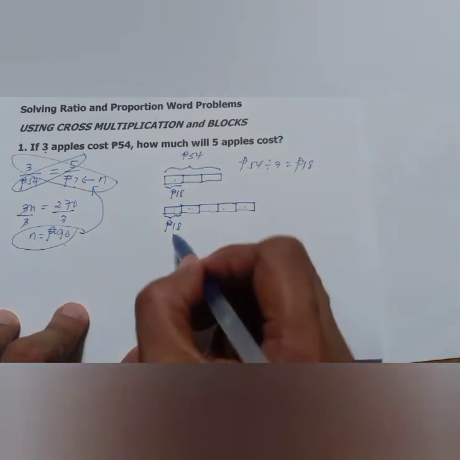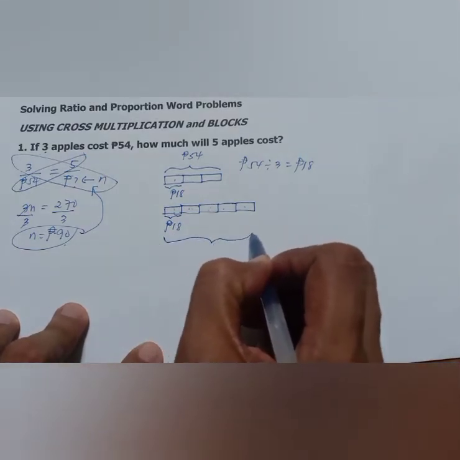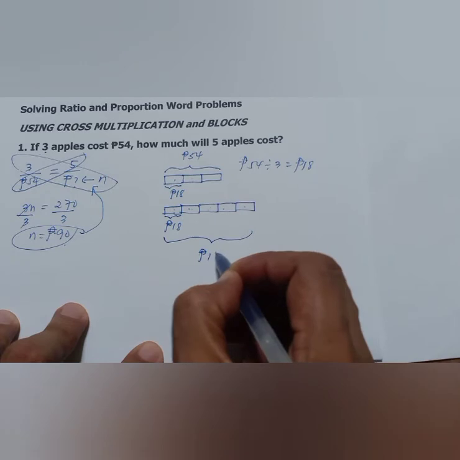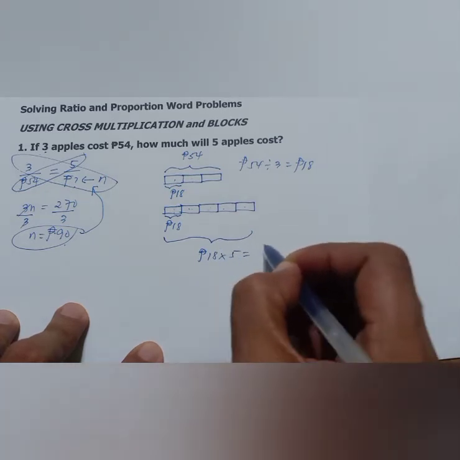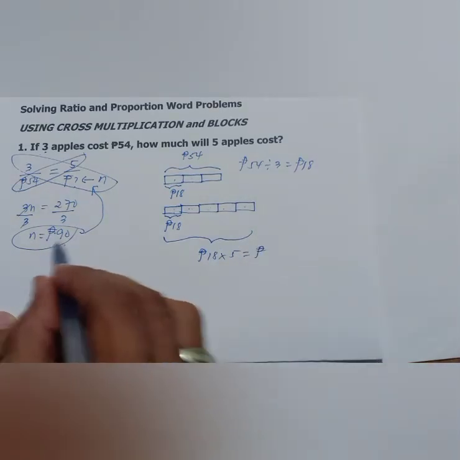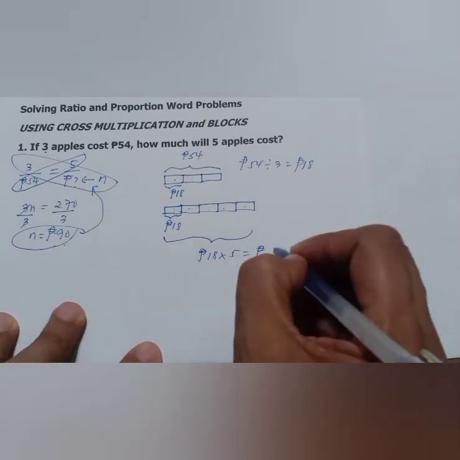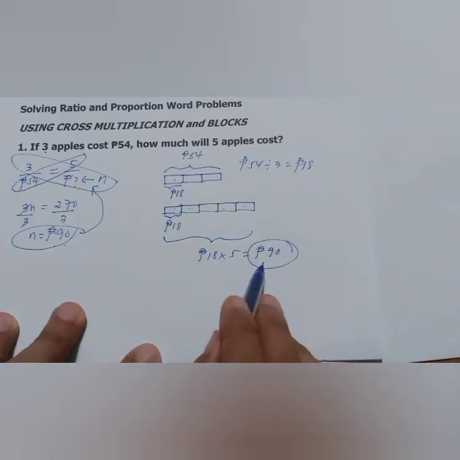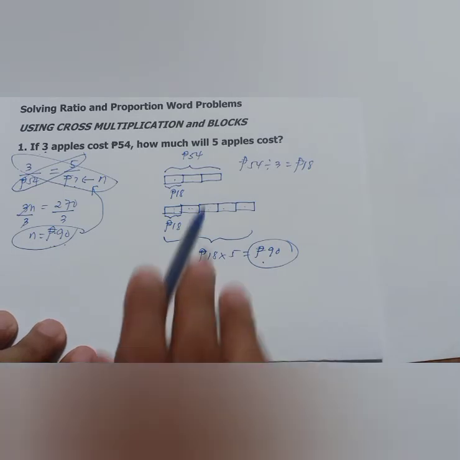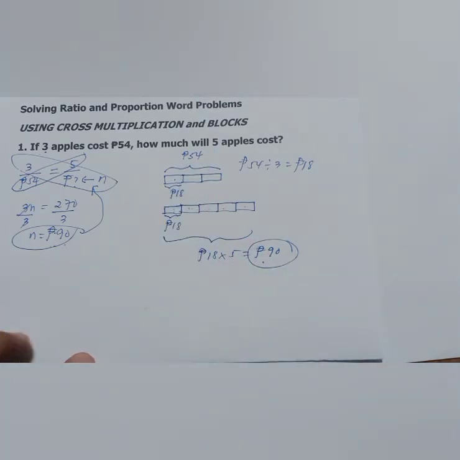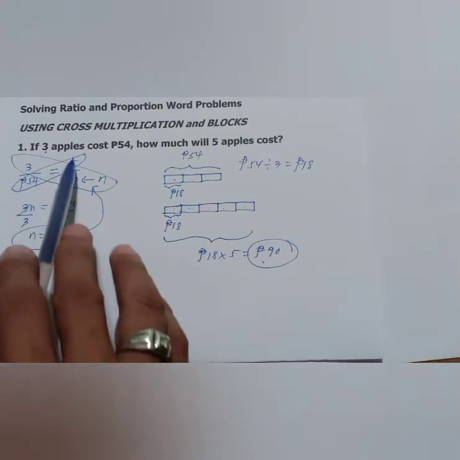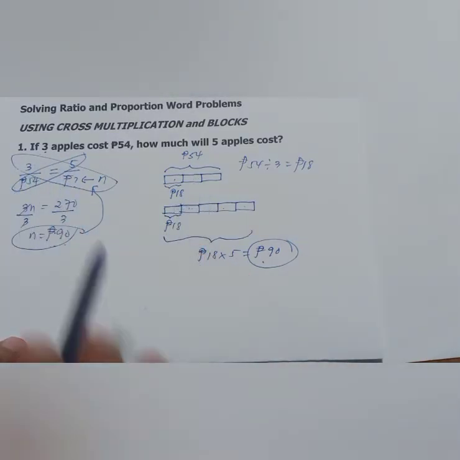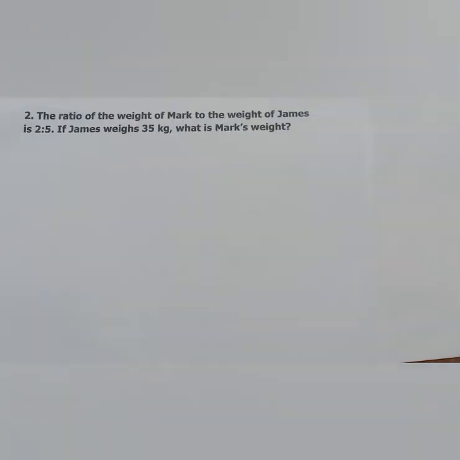So how to get now the cost of 5 apples? Yes, that's just multiply 18 times 5. And that will give you 90. Same here. You see, it's 90 pesos. So again, number 1, the answer is 90 pesos for the 5 apples. The cost of 5 apples. So here I used cross multiplication or the blocks to solve this ratio and proportion problem. Let's have one more problem.